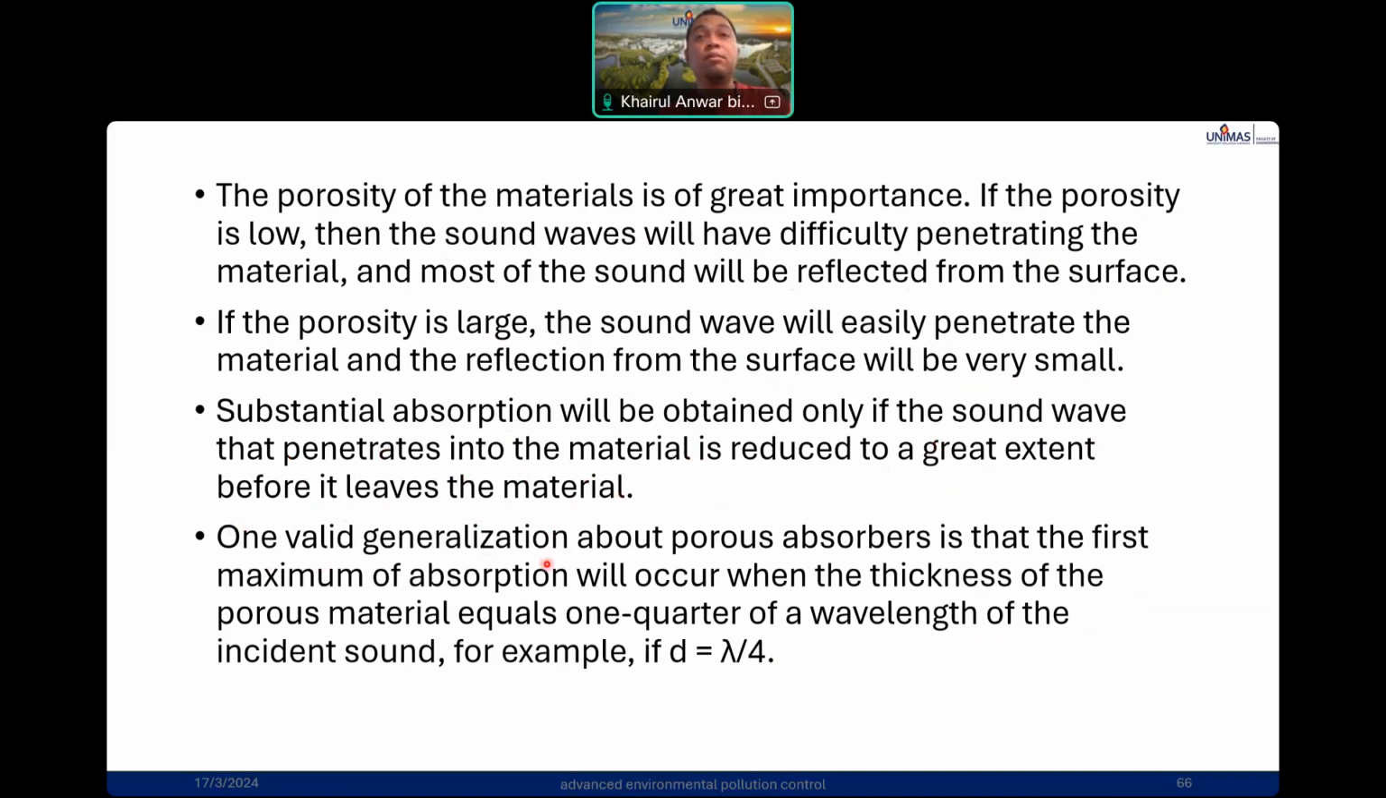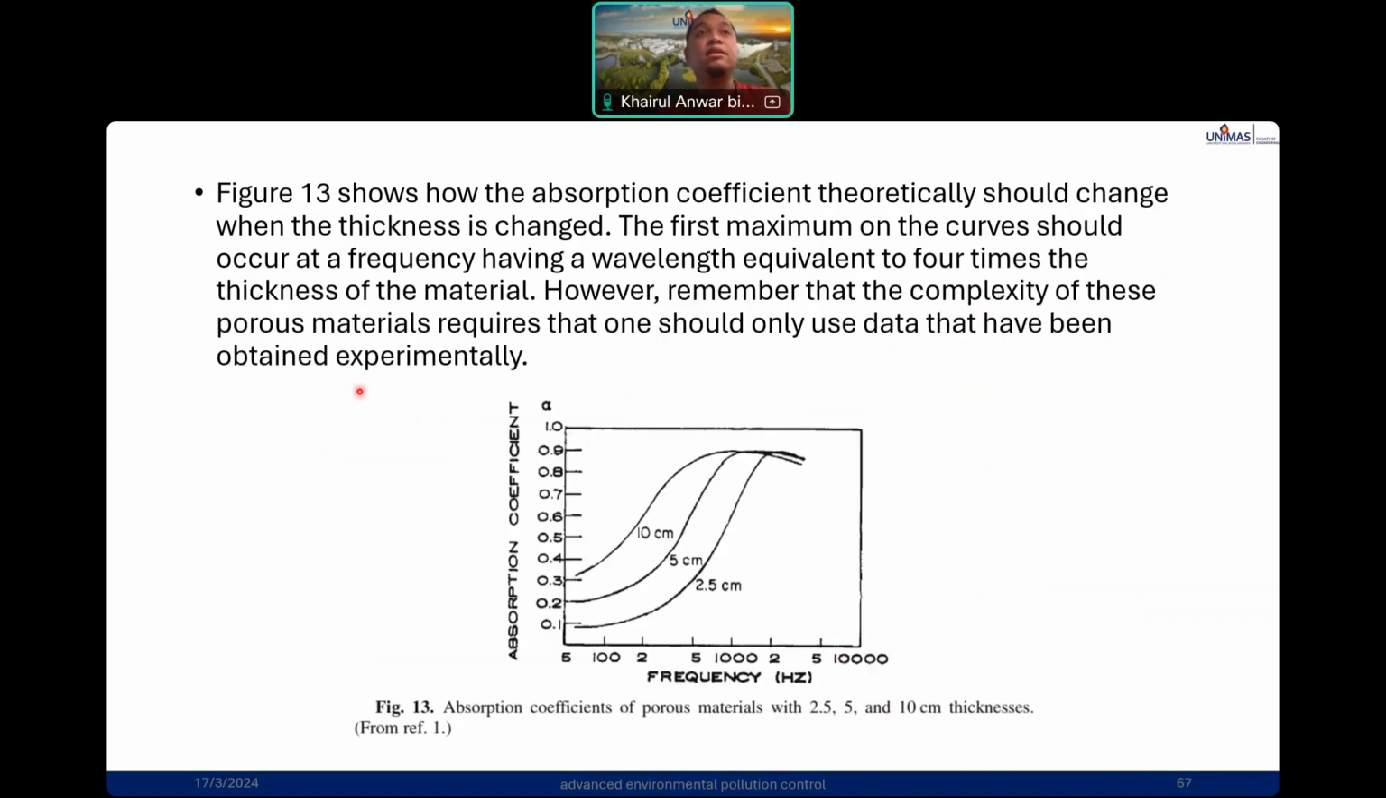One valid generalization about porous absorbers is that the first maximum of the absorption occurs when the thickness of the porous material equals 1/4 of a wavelength of the incident sound. For example, D equal to lambda over 4. Lambda is the wavelength. So figure 13 shows how the absorption coefficient theoretically should change when the thickness is changed.